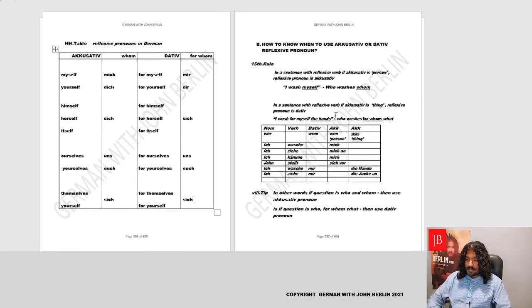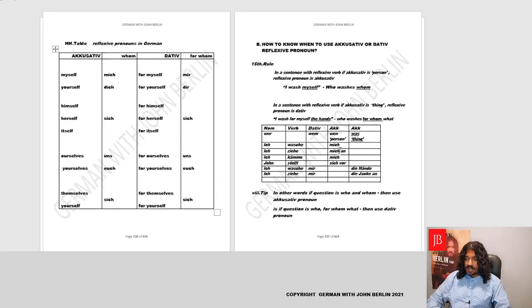So this is our table, and with this we'll get started making some sentences. Now we have some sentences already drawn out just to understand. So if the accusative part is a person, it'll be the accusative reflexive pronouns: mich, dich, sich, uns, euch, euch. If the accusative part is a thing, then the reflexive pronoun will be a dative. Let's find out. Ich wasche mich. The accusative is a person. So we'd say mich, I wash myself.